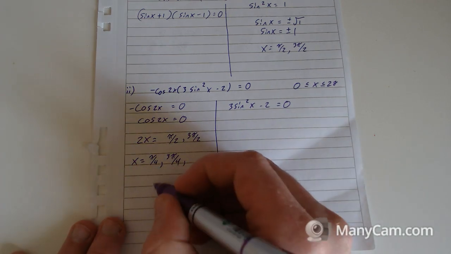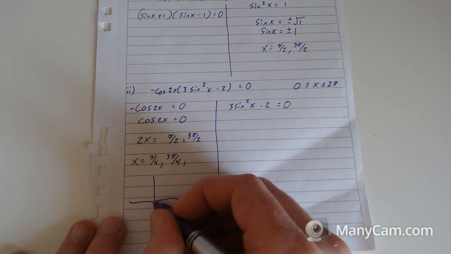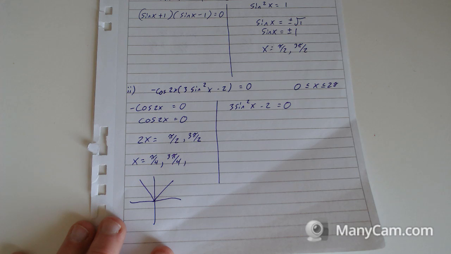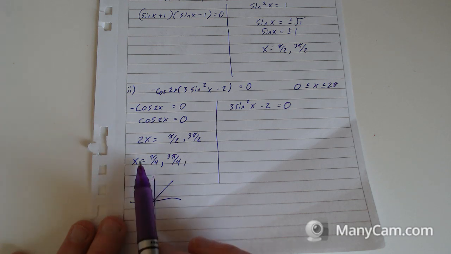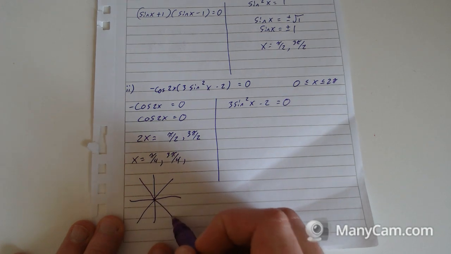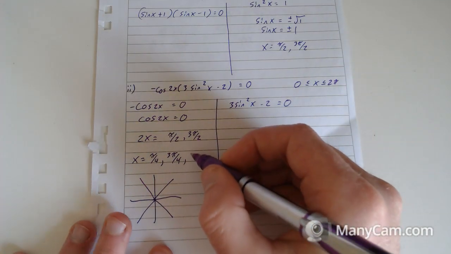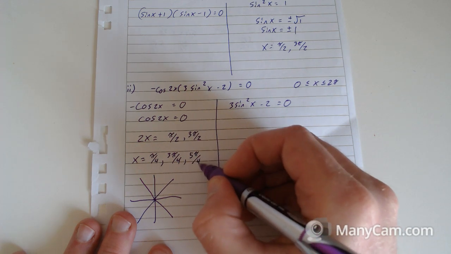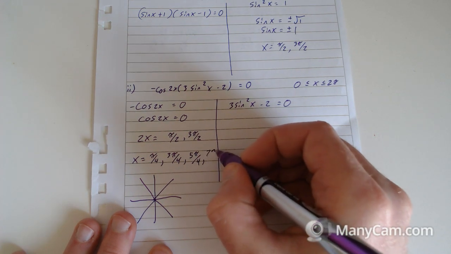Both of these are in the first half. We found this solution and this solution. We haven't gone the whole way around the circle yet. Because of the 2x, all of our solutions fell into only the first half, and we're missing this guy and this guy. So add pi to them. We're also missing 5 pi over 4 and 7 pi over 4.